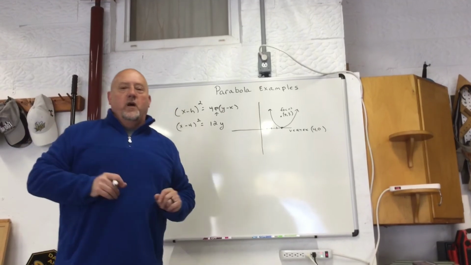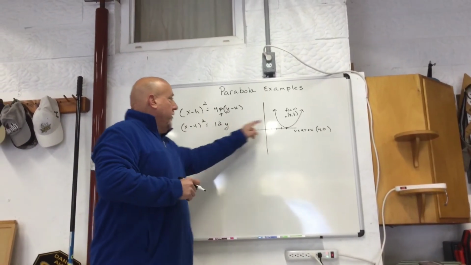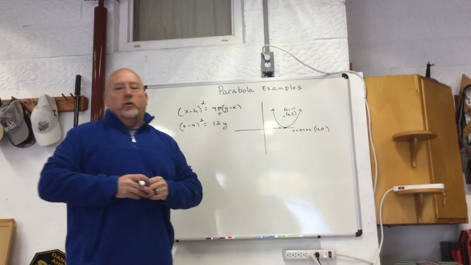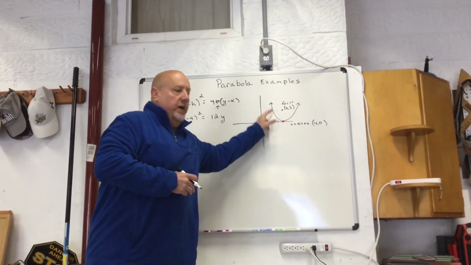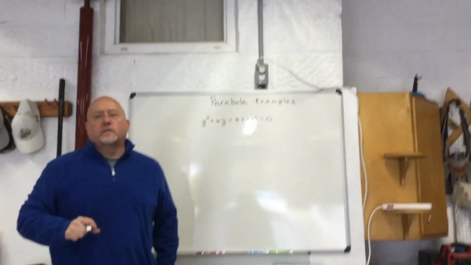Does this fit what we know? The x term is squared, the parabola is concave upward. Okay? The p-value is positive, which makes the parabola go upward also.